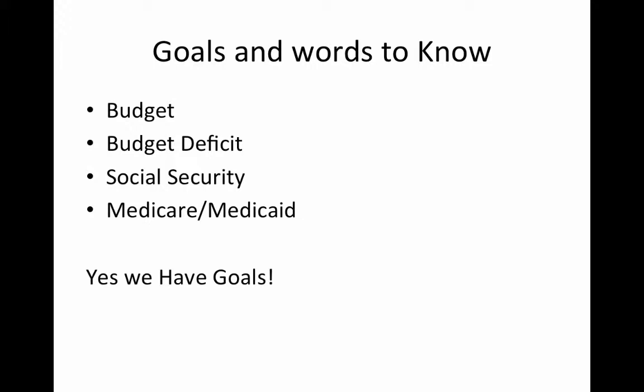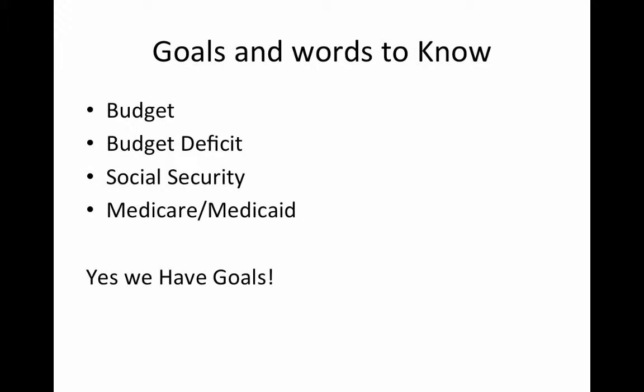Budget. Well, that's one of the main terms we have to know: the estimate of income and expenditure for a set period of time. So in our government, we have different areas that we spend money on, and whatever the money's income or spending is for a certain period of time. So in the United States, it's our spending over a year, or how much income we make for that year.